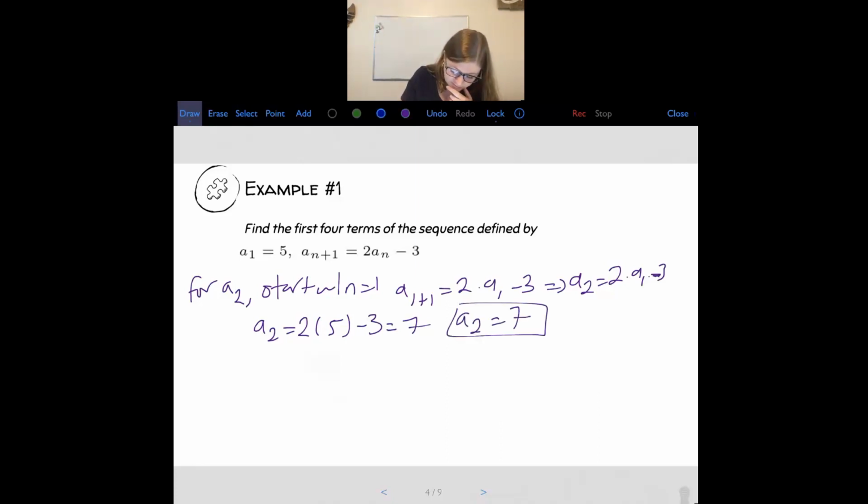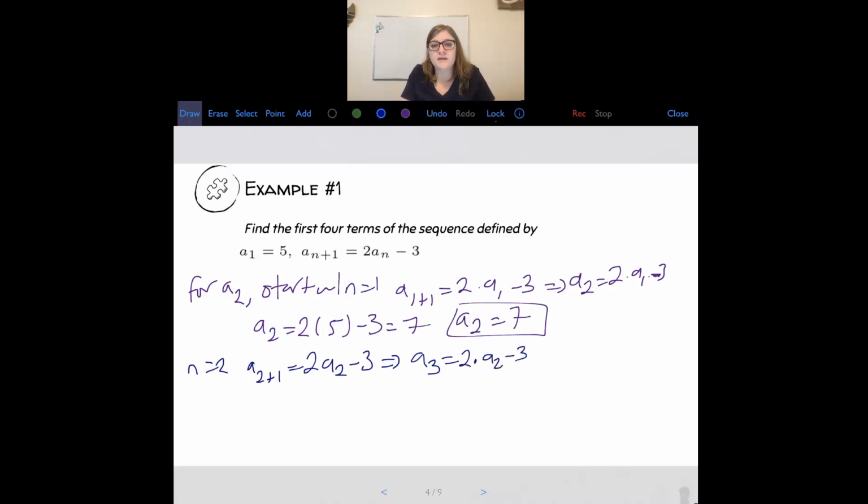Next, we need to find a sub 3, so we'll use n is equal to 2. So we have a sub 2 plus 1 is equal to 2 times a sub 2 minus 3, which gives us a sub 3 is equal to 2 times a sub 2 minus 3, and we just found a sub 2. So with this type of a sequence, you can't really jump ahead. Like previously, we were given the general formula and we were able to find a sub 10, for instance. But in this one, we have to find the terms in order because they rely on previous terms. Okay. So 2 times a sub 2, which is 7, minus 3. So that's 14 minus 3, which gives us 11.